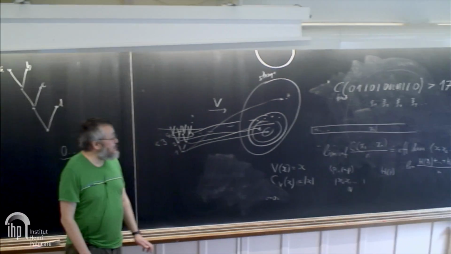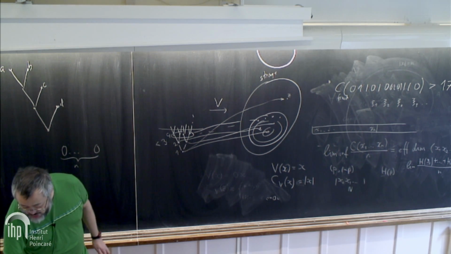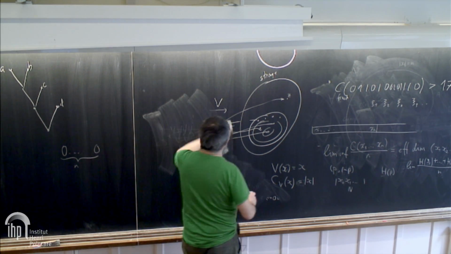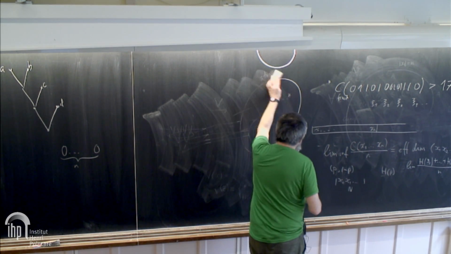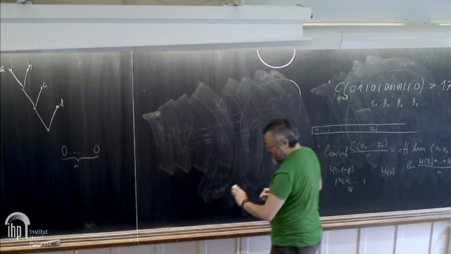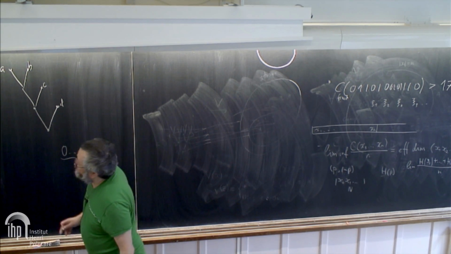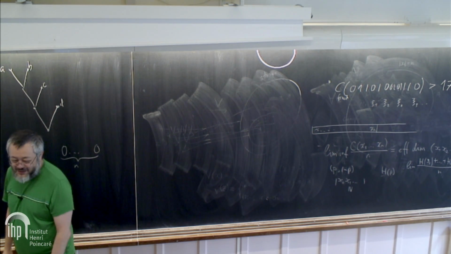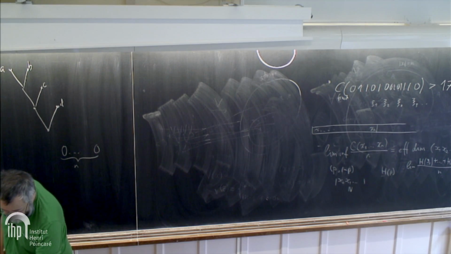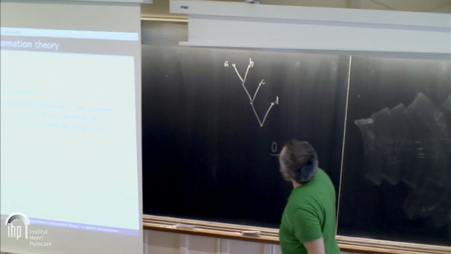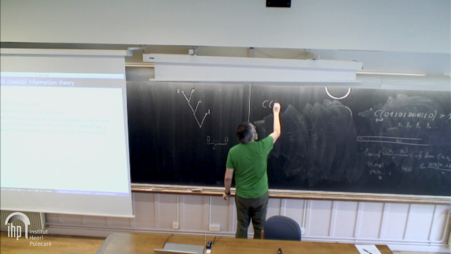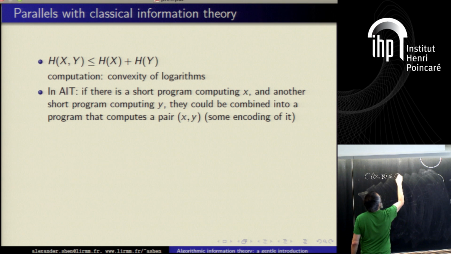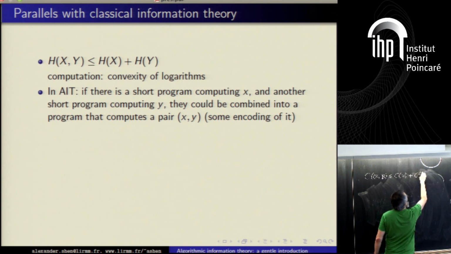But what classical information theory does, usually, let's see on the level of statements of information theory. There are several, and I want to try to make some parallels. There is a classical inequality, and if you want to prove it, you just use the convexity of logarithms. In algorithmic information theory, of course, it's natural to try to write something like this: the complexity of a pair xy is bounded by the complexity of x plus the complexity of y.